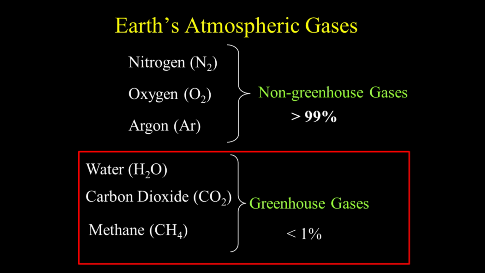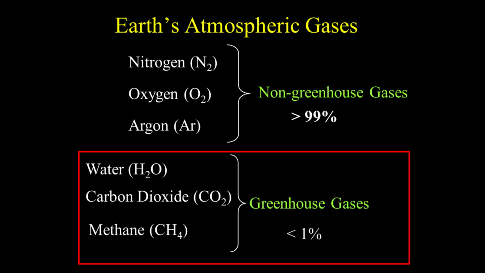Dry air is composed almost entirely of three gases: 78% nitrogen, 21% oxygen, and 0.9% argon. These gases are important for life on Earth, but have no significant effect on weather and climate change because they are not greenhouse gases.